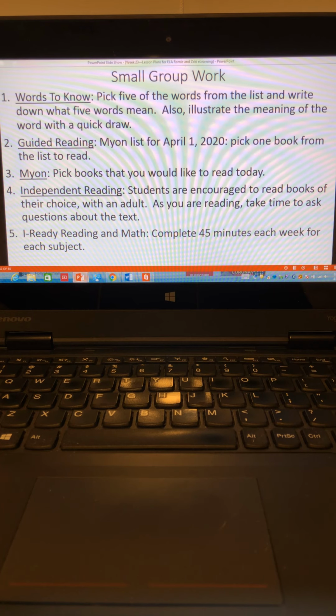Also, you have a writing assignment at the bottom of your work packet. Make sure you start to take time to work on it because that will also be due on Friday.